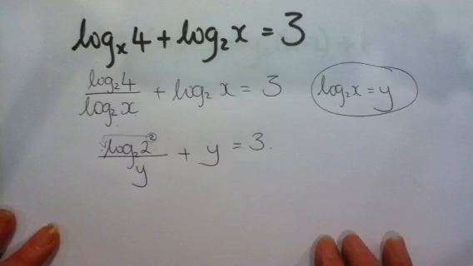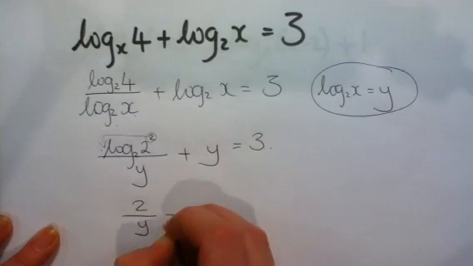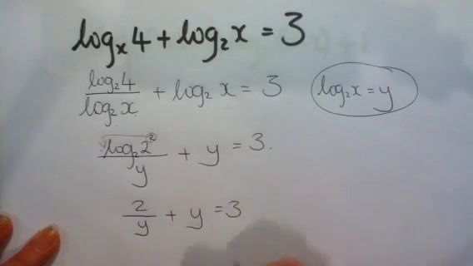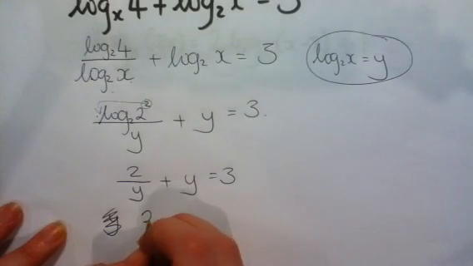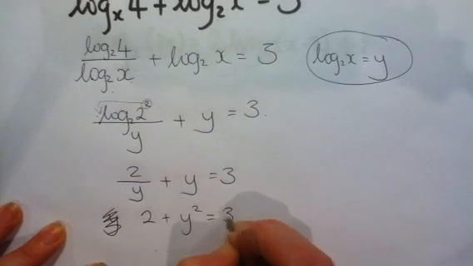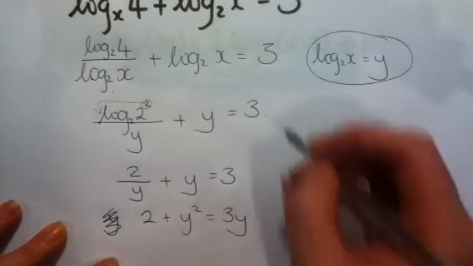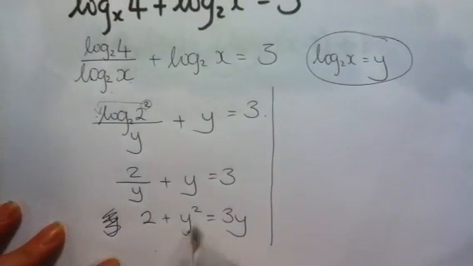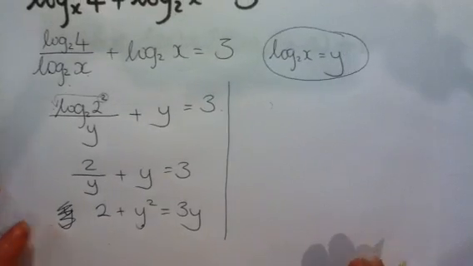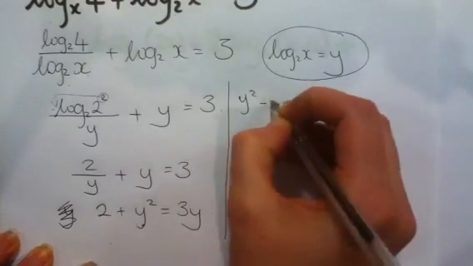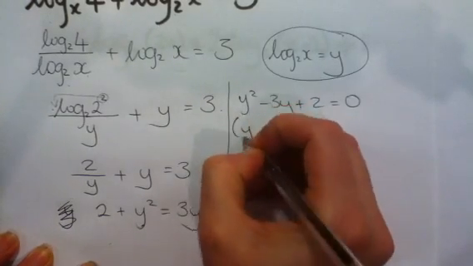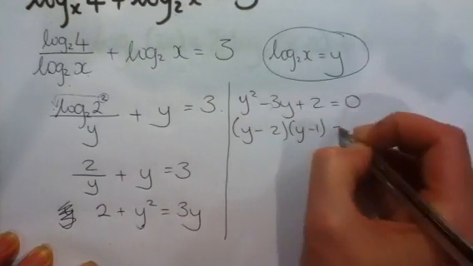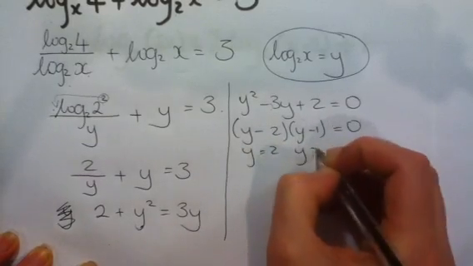So this equation simplifies quite nicely to 2 over y, add y is 3, which if I times everything by y, it will give me 2 add y squared equals 3y. So I've turned it into a quadratic, which is nice. So if we're going to take this quadratic over here and try and solve it, so what's my quadratic say? Y squared minus 3y add 2 is 0, which I can factorise. Y minus 2, y minus 1 is 0, so that gives me y is 2 or y is 1.